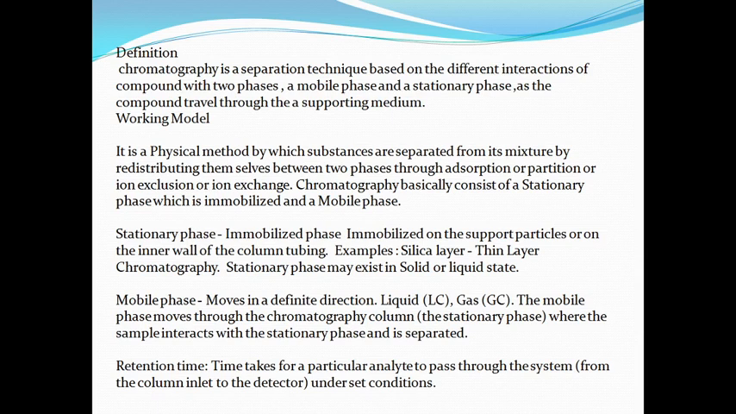Okay, so this is the important part of chromatography. Chromatography basically consists of a stationary phase, which is immobilized, and a mobile phase. Immobilized means it is placed on a support, particularly one made of support particles, or on the inner walls of a column, or we can apply the supporting particles on a slide also. That is known as thin layer chromatography.